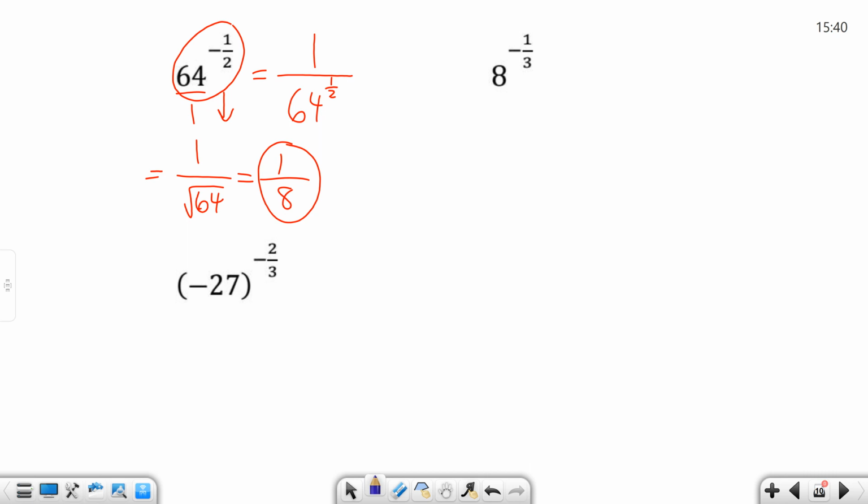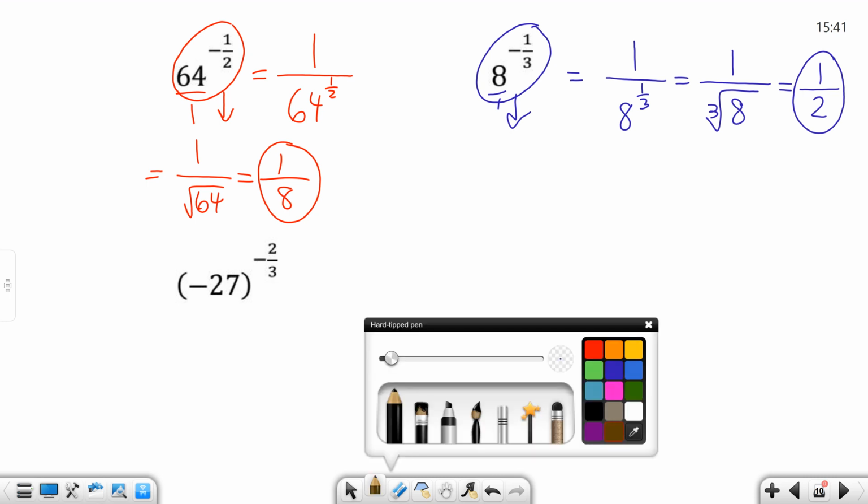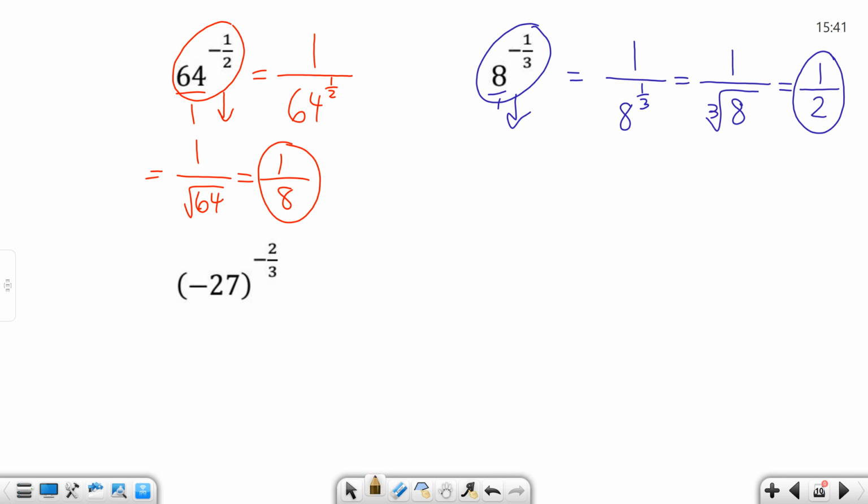So then 8 to the negative 1/3. Again, we take this whole thing and we move it down, right? It's over 1, so we're going to move everything off the top of the numerator. So it's 1 over 8 to the 1/3, which really means 1 over the cube root of 8, right? 8 to the first power is 8. And the cube root of 8 is what? 2. So that's just simply 1/2. That simplifies to 1/2.